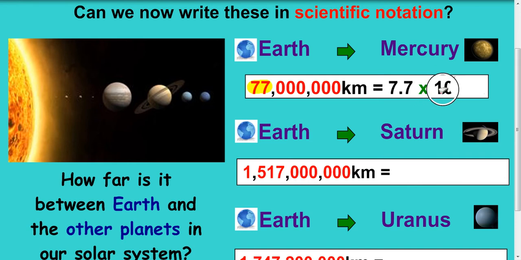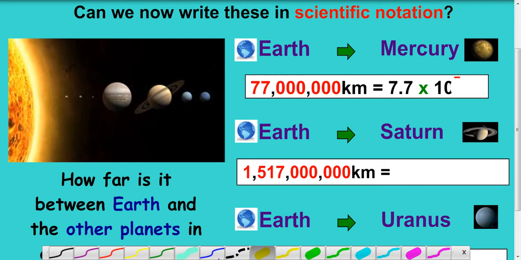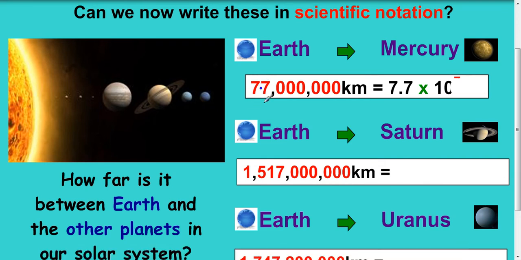We've always got times 10 to the power of, and if we think how many jumps the decimal point needs to make to get to the end of the number, it's going to be 1, 2, 3, 4, 5, 6, 7. Hence your power is 7. So this can be written as 7.7 times 10 to the power of 7.